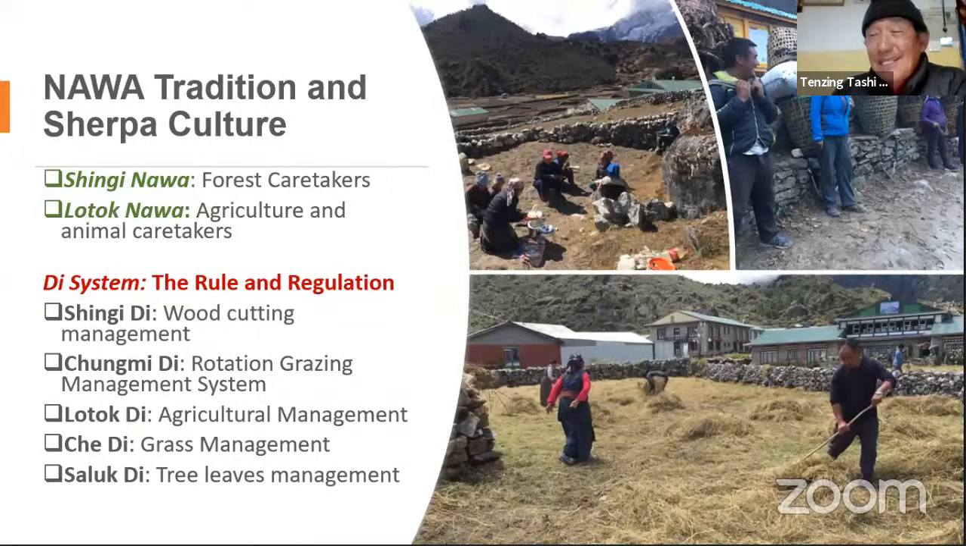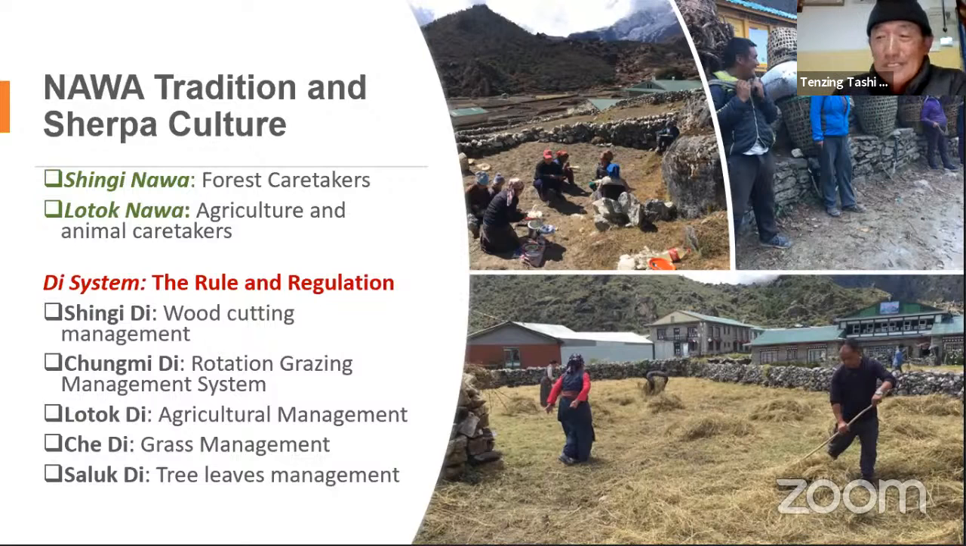Overall, Khumbu is a very cold area, and in the winter, if it snows, then the animals need a good grass store. That's why we have to conserve the grass beforehand, and when the Nawa gives permission, okay, now you can cut the grass, then we can cut and harvest the grass and store it for the winter.